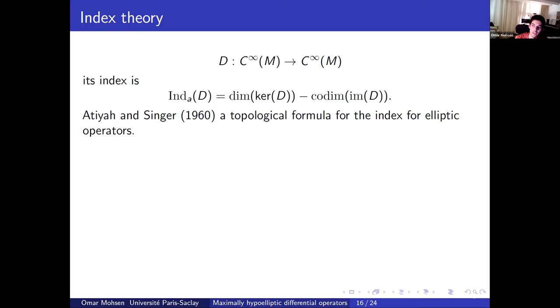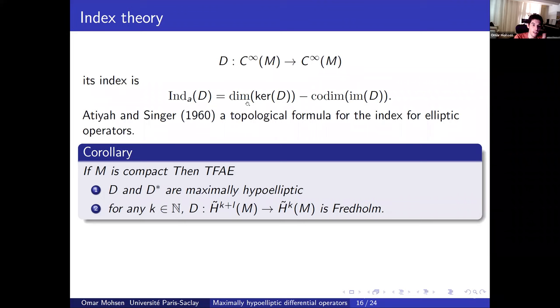And you can ask the same question for maximally hypoelliptic operators, given that we now have a principal symbol, which we can use to study maximal hypoellipticity. So the first thing is a corollary of our theorem, the following equivalence. If the manifold is compact, which will always be assumed now, then the following are equivalent. You just apply the theorem to the differential operator and its formal adjoint. And so D and D star are maximally hypoelliptic. And here the choice of the formal adjoint doesn't matter. All of them have the same principal symbol, so it doesn't matter. It's equivalent to saying that the differential operator between the appropriate Sobolev spaces is Fredholm.